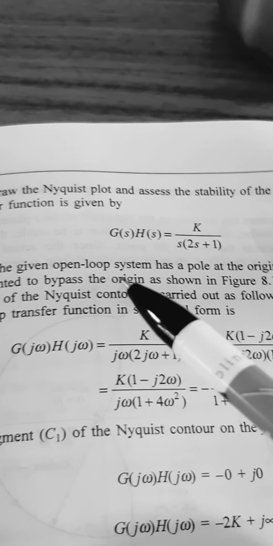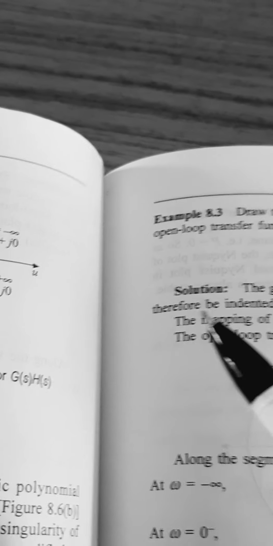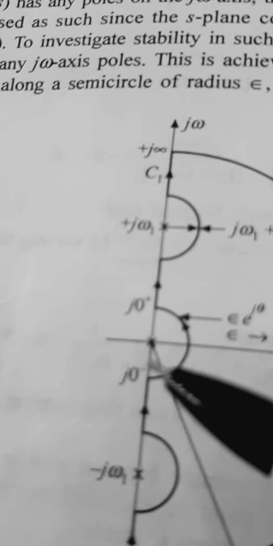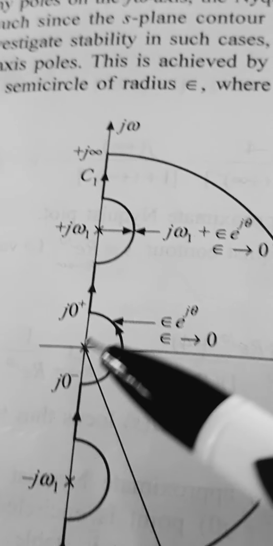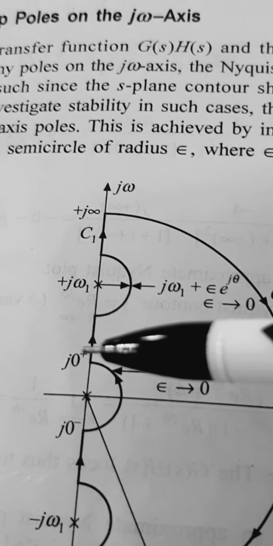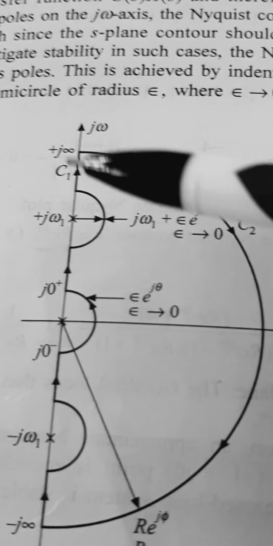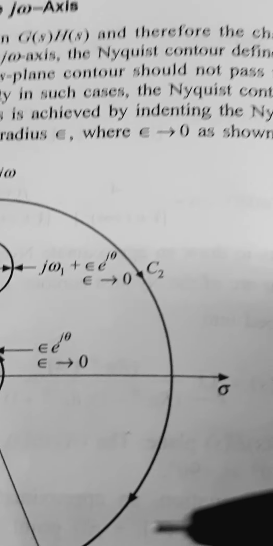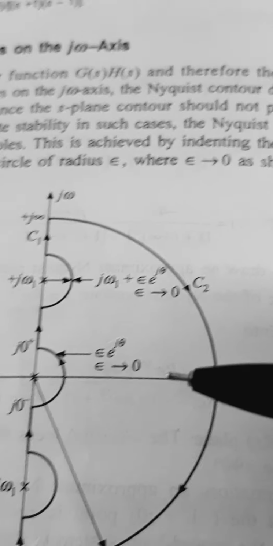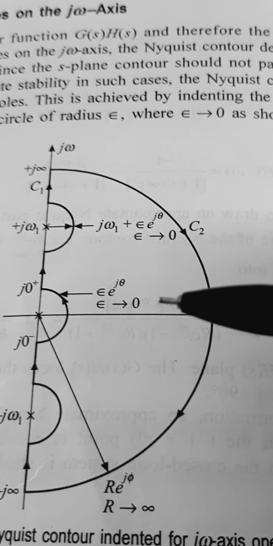Now, the given open loop system has a pole at the origin. The Nyquist contour must therefore be indented to bypass the origin like this. There is a pole at the origin, so the Nyquist contour must be bypassed, and remaining on the straight line till here. Here also it is a straight line, and C2 is the same as above. The Nyquist contour, as I told last class, is drawn on the s plane.